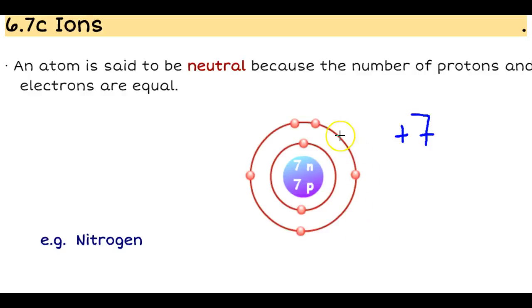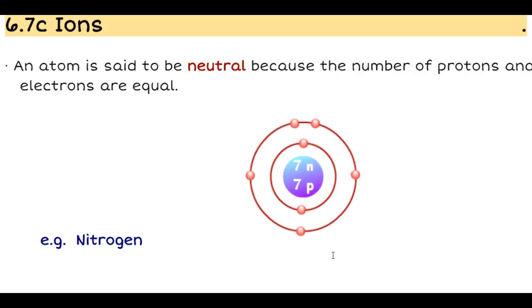And when I look at the number of electrons here, I see that I have 1, 2, 3, 4, 5, 6, 7. And I have 7 electrons. So if I have 7 positive charges and 7 negative charges, then the sum total of the charges is 0, and that is really what makes this a neutral atom.